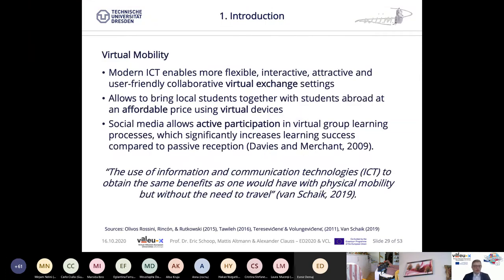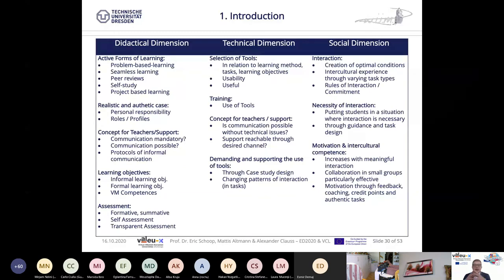But now I want to start with virtual mobility, as my colleague Alexander Klaus explained before. This is a modern ICT which enables a virtual exchange without the need to travel. Not much further into that. We also had some design dimensions in our last research, which are very important to enhance the quality of online sessions. I will read them in short. You can have a detailed look after the presentation on that. But now I will start with the presentation.